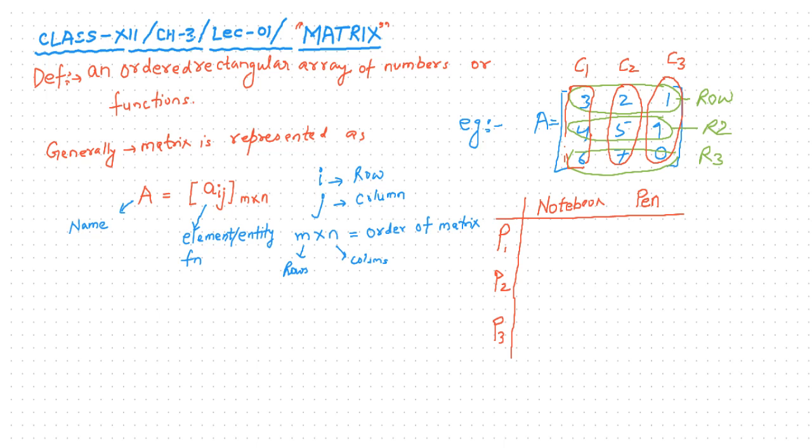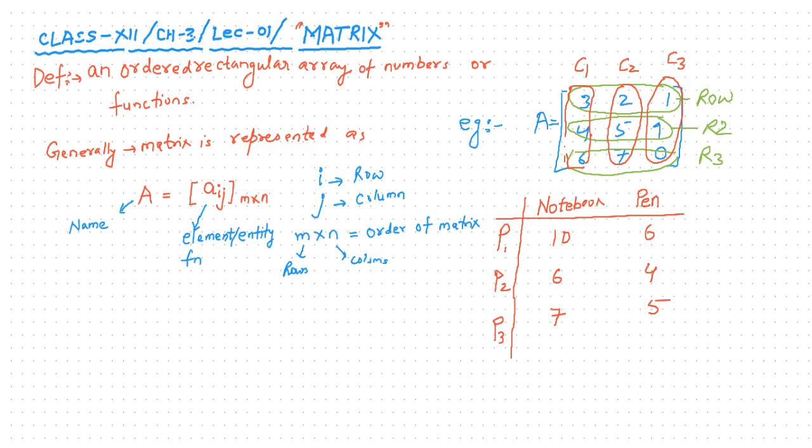Now, suppose person one is having 10 notebooks and 6 pens. Similarly, person 2 is having 6 notebooks and 4 pens. Person 3 is having 7 notebooks and 5 pens. So now the person has decided that the values present in the horizontal rows denote different persons.